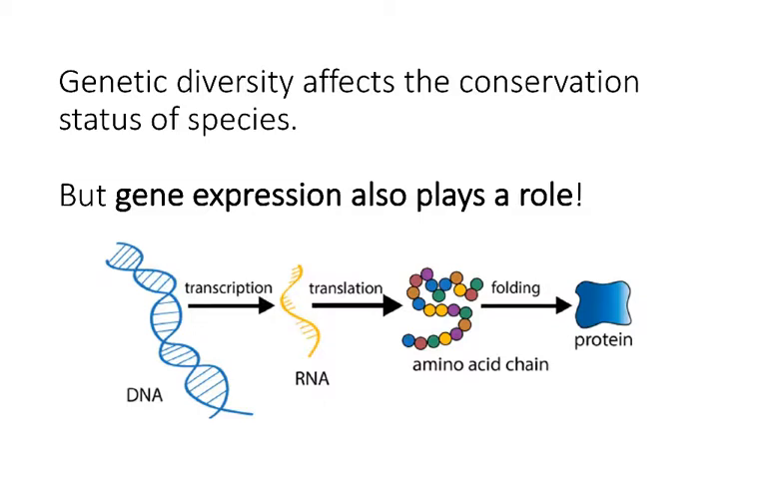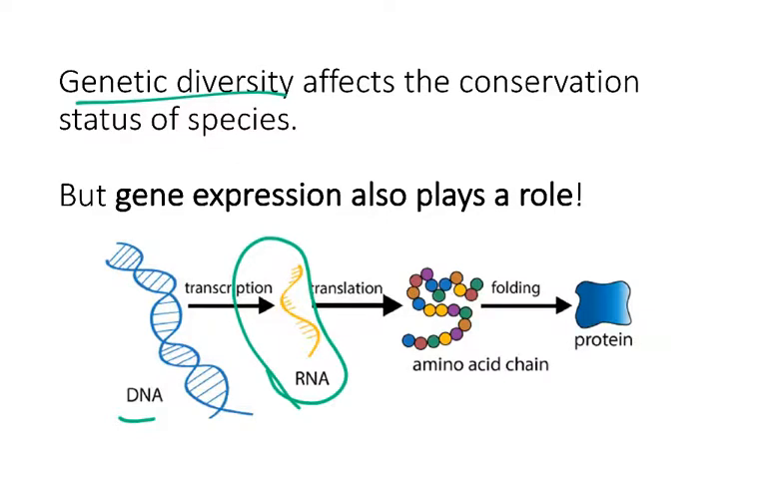So those things we've talked about are all related to the genetic diversity in terms of the actual DNA sequence and the nucleotides that are present in the DNA. Genetic diversity absolutely affects the conservation of species. But it's also important to remember that gene expression can also play a role. There are several different examples of this. Even if the DNA is exactly the same, if the transcription and the RNA expression is different, that can also lead to differences.